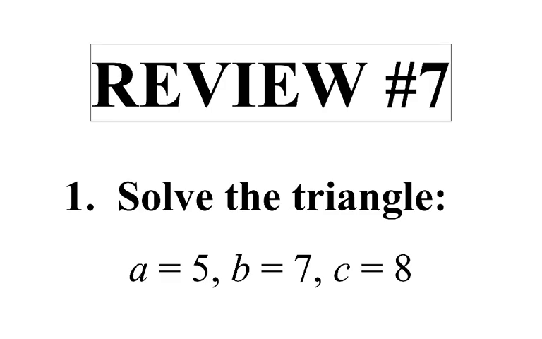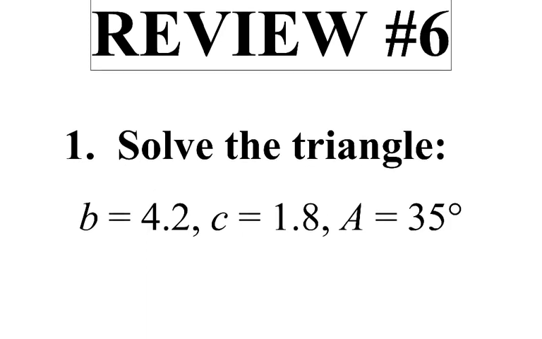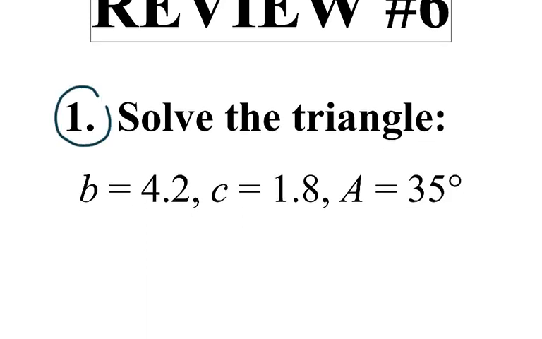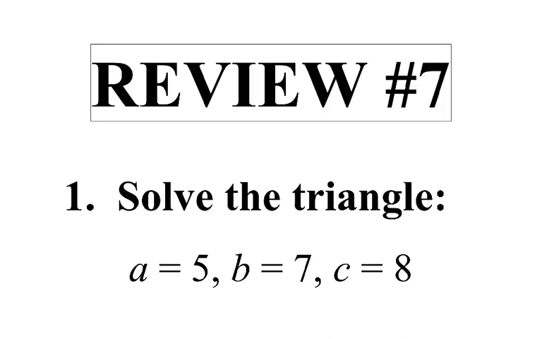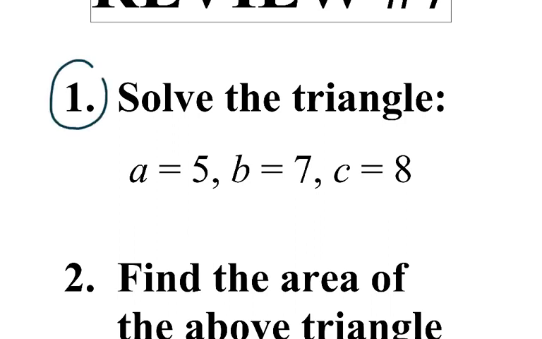The next two are review 6 and 7. Review 6 is another good one, but if you map it out and sketch it, it will be another SAS case with law of cosines, just like we did in review 5. But I'd rather do review 7, because in review 7, number 1, I have side A, side B, side C. This is side, side, side, and that's going to be law of cosines again, but nothing ambiguous.